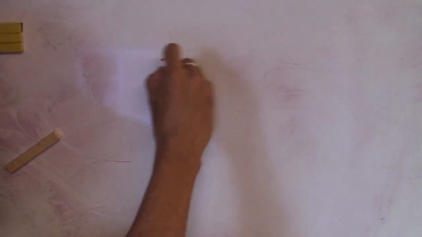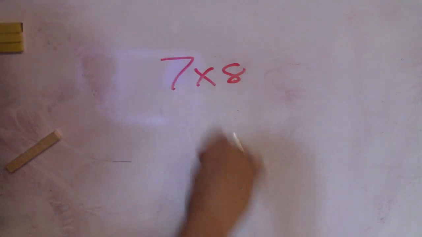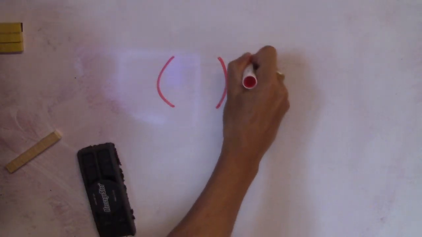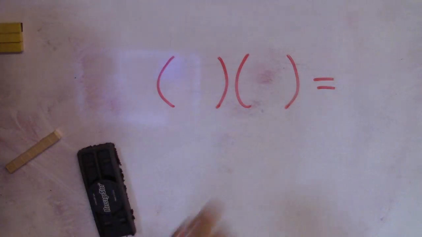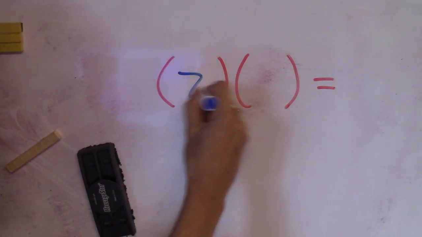Yeah. All right. Let's do adding over and over and over again. How about 7 times 8? Well, actually, you know what? I'm going to do it this way. Hold on. Put them in parentheses. And then I'll use different colors. Let's go with blue. 7, 8 times.